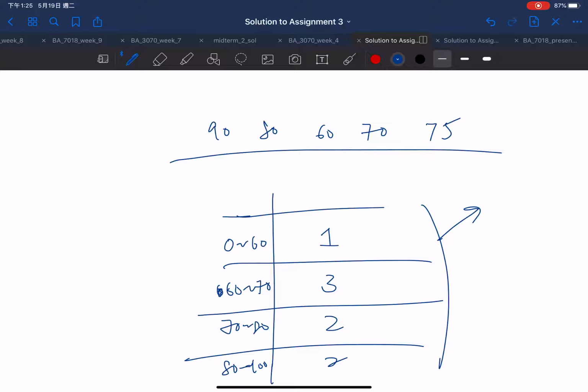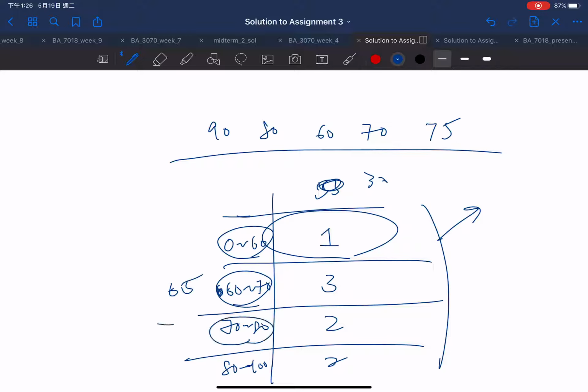You should have seen this before, right? And how do you do this? You basically assume a midpoint or average, right? So you basically assume everyone here gets a 30, because the average here is 30. The midpoint, basically. So here the average is 65, here the average is 75, here the average is 90.